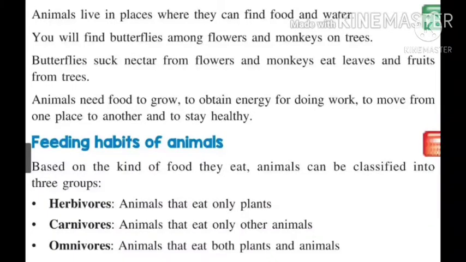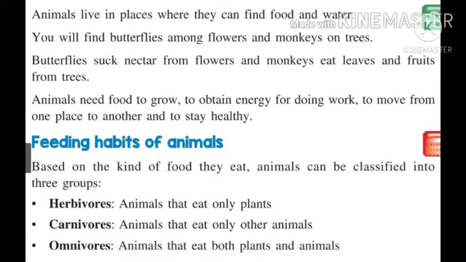Animals live in places where they can find food and water. You will find butterflies among flowers and monkeys on trees. Butterflies suck nectar from flowers and monkeys eat leaves and fruits from trees. Animals need food to grow, to obtain energy, for doing work, to move from one place to another, and to stay healthy. So why do the animals need food?